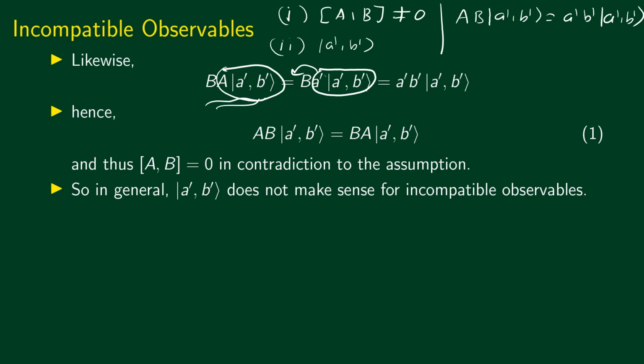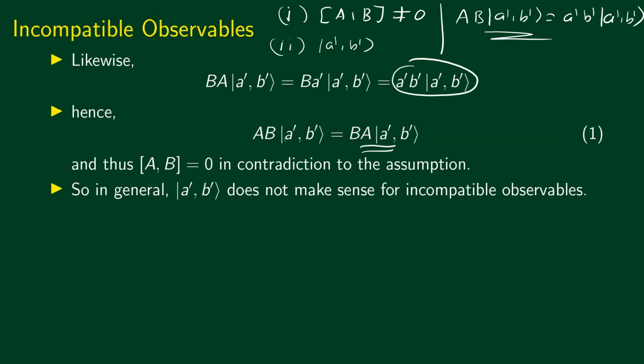Now this A' is a number. I can take it to this side and I have got A' multiplied by B acting on ket A'B', and using the second eigenvalue equation I can write this as A'B' multiplied by ket A'B'. Okay, so what do we have here? We already had AB ket A'B', which is equal to BA ket A'B'. Both are the same thing, right? Both give us the result A'B' multiplied by ket A'B'.